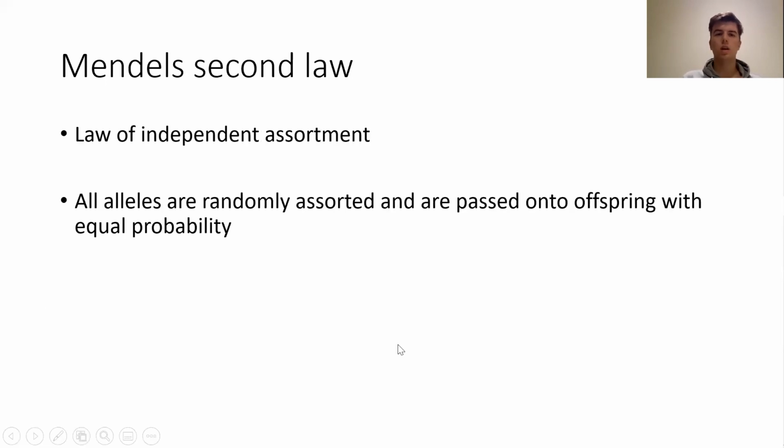Mendel's second law is also known as the law of independent assortment. This is basically that all the alleles are randomly assorted and are passed on to offspring with an equal probability. Now, this may seem obvious, but at the time it wasn't. Going back to the yellow and green peas, a small g is just as likely to be passed on as a big G. Thank you very much for listening.